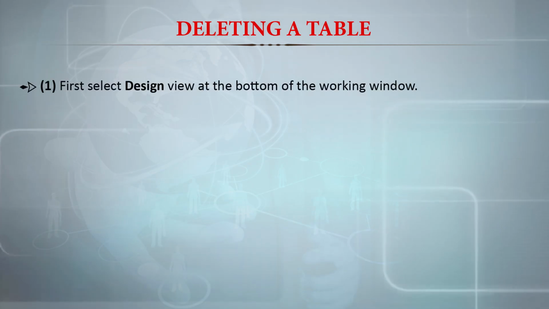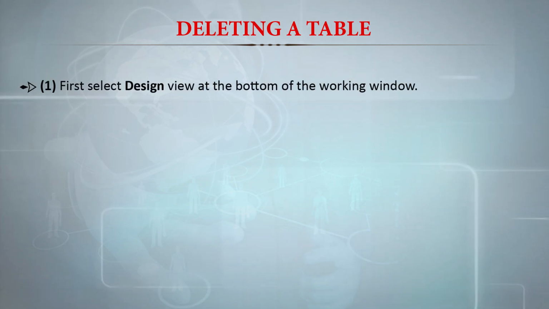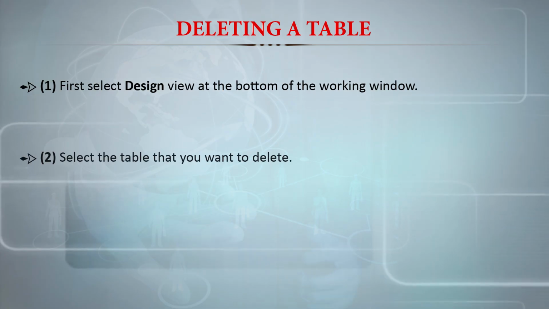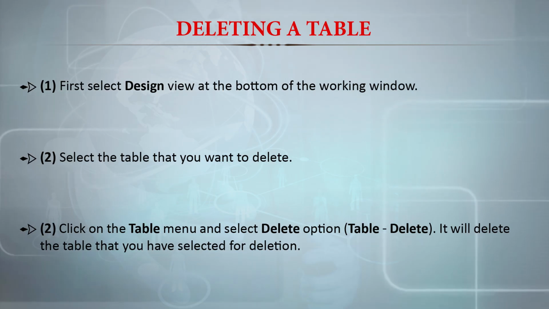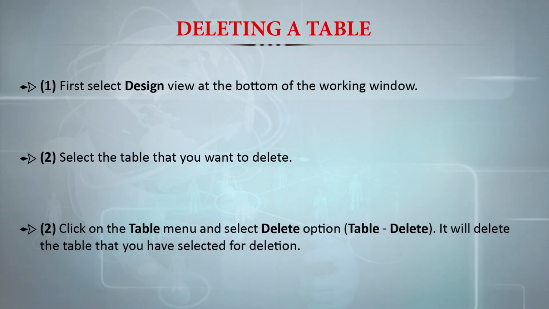The procedure is that first you select the design view at the bottom of the working window, select the table that you want to delete, click on the table menu and select the delete option. So you have to select the table menu and then select the delete option in it. It will delete the table that was selected for deletion.